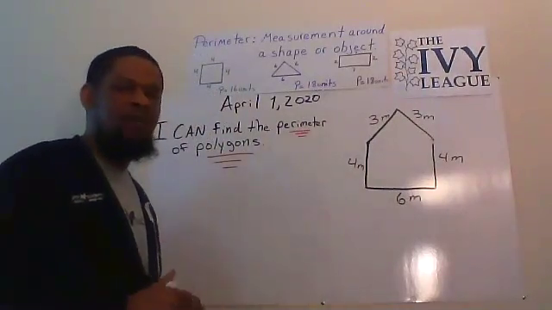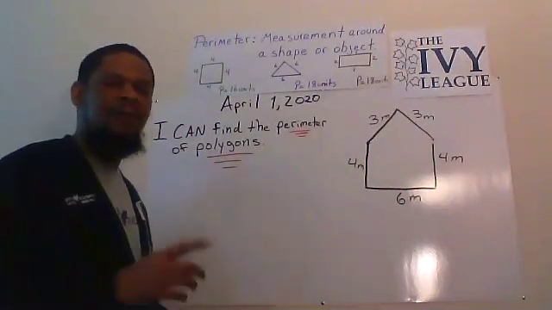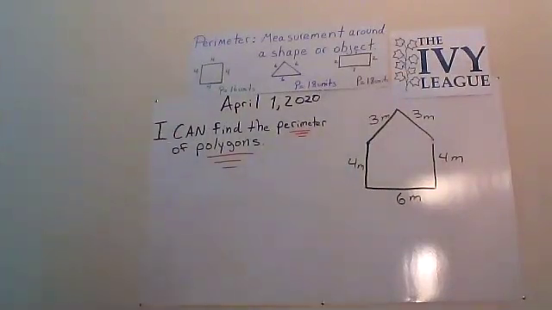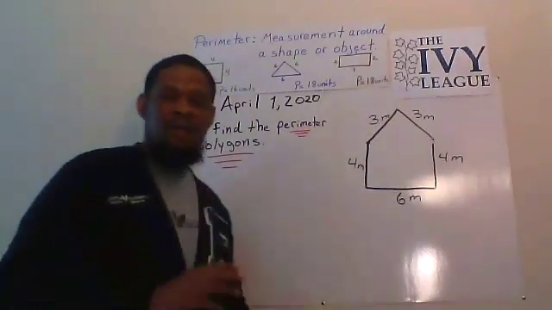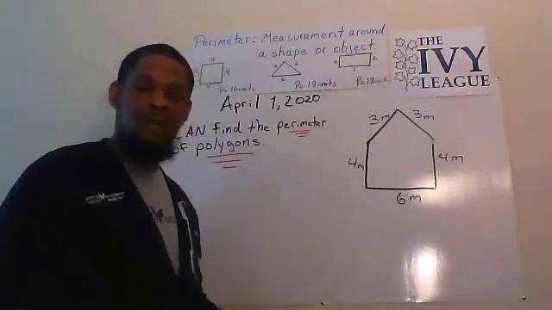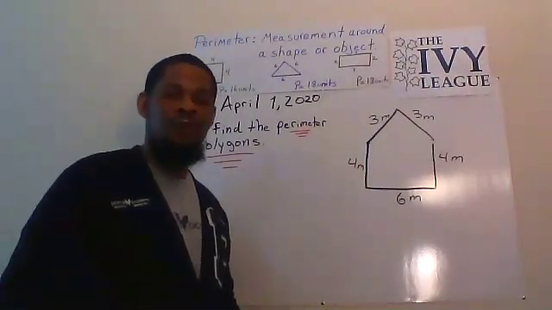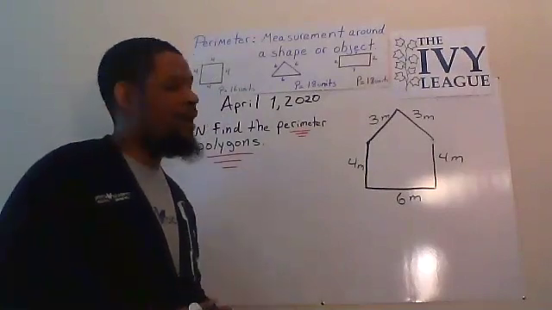Now, let's take 40 seconds to find the perimeter of this pentagon. Begin. Excellent job. I see a lot of scholars already. Can I have a volunteer to tell the class and Mr. Correa, what equation did you use to find the perimeter of this pentagon?